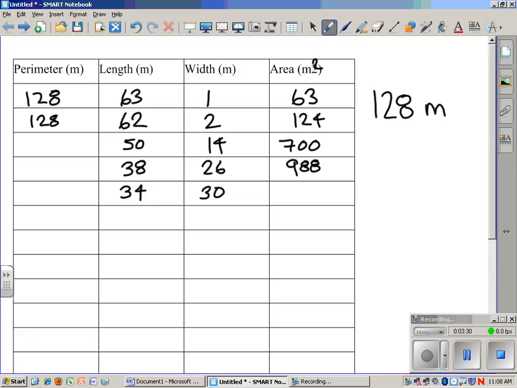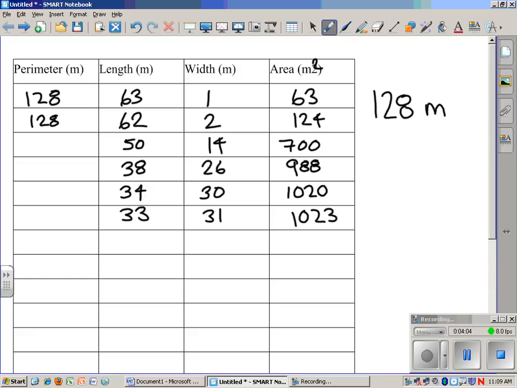So our area, anyone want to do some mental computation? Our area would be 1,020 meters squared. For 31, we'll just keep on walking right up. For a width of 31 and a length of 33 meters, we have 1,023 meters squared. So it's still growing.